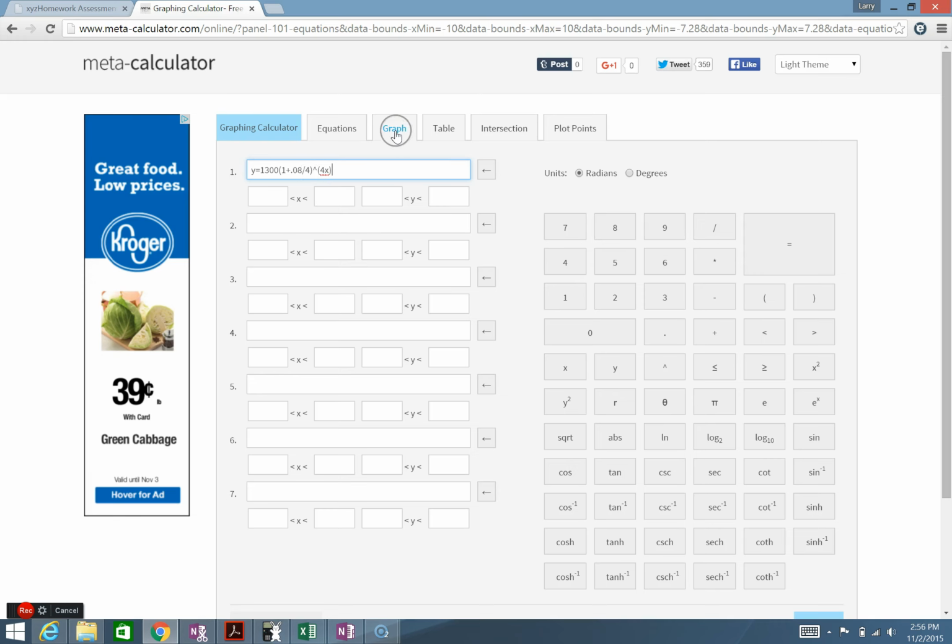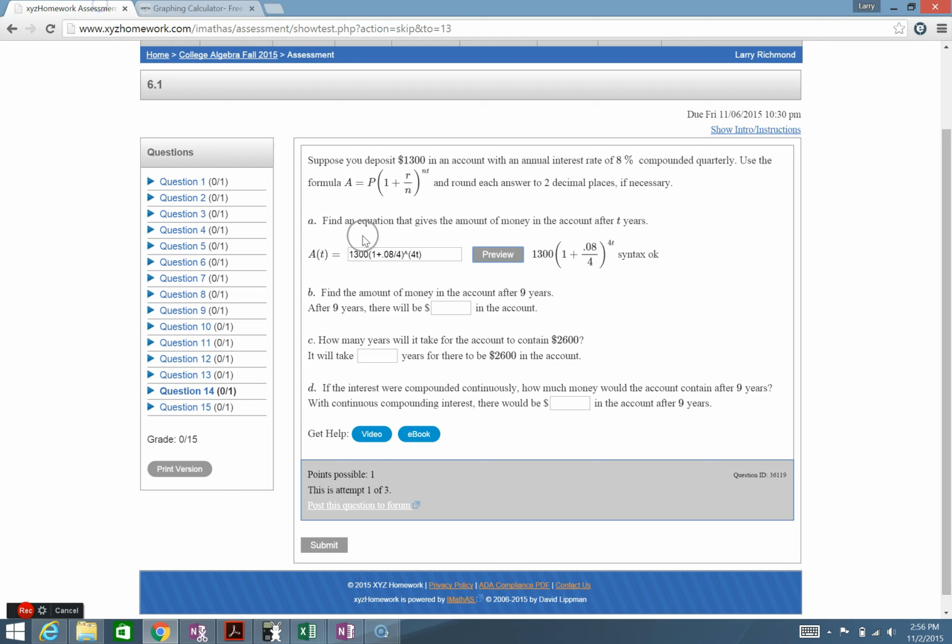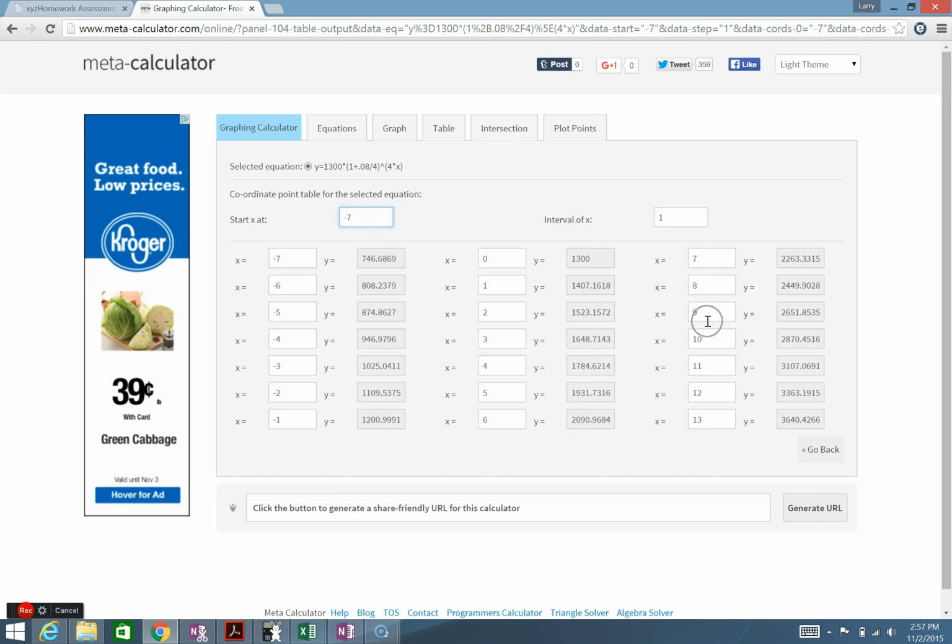All right. And now I'm going to go straight to the table. Okay, the question is asking, find the amount of money in the account after 9 years. So I'll just simply come to an x value of 9, and our output is 2,651.85. That is, if we invest $1,300, it's going to be worth twice as much, $2,651, if we're getting 8% compounded quarterly. That's a pretty high rate of return.